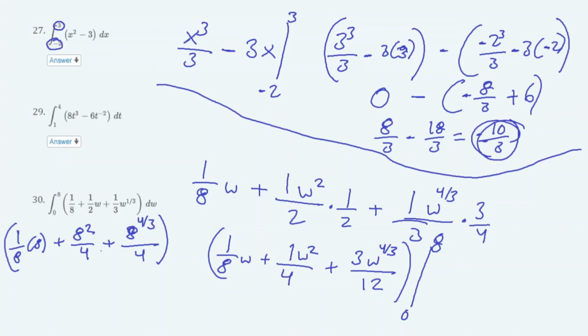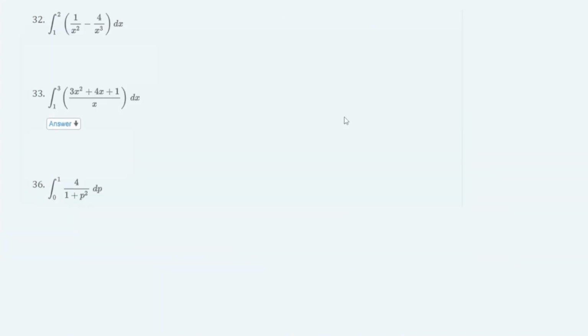So all we could do is simplify this. So 8 times 1 over 8 is going to be 1, plus 8 squared, which is 64, over 4, which is 16, plus 8 to the power of 4 over 3 is going to be 16 over 4, which is 4. And our final answer is going to be 21. Alright, so I want you guys to try these 3 questions out. So feel free to pause the video and try those out.